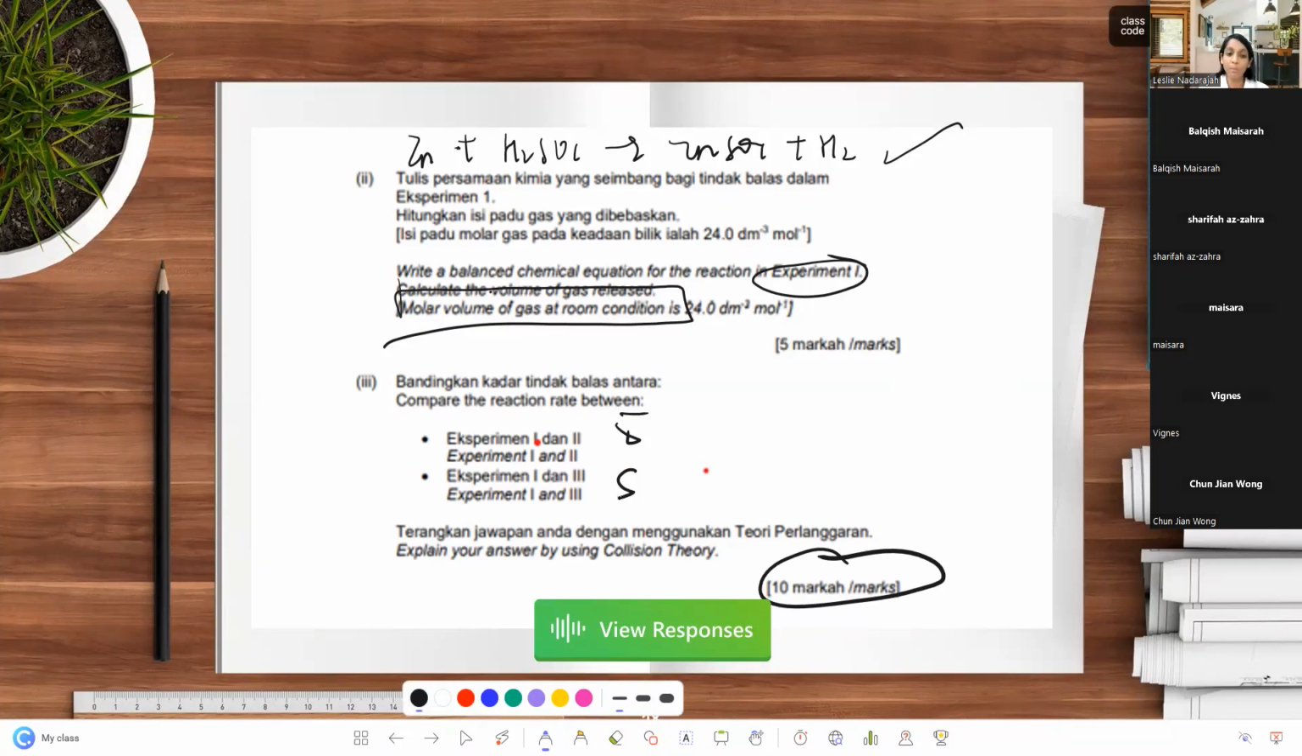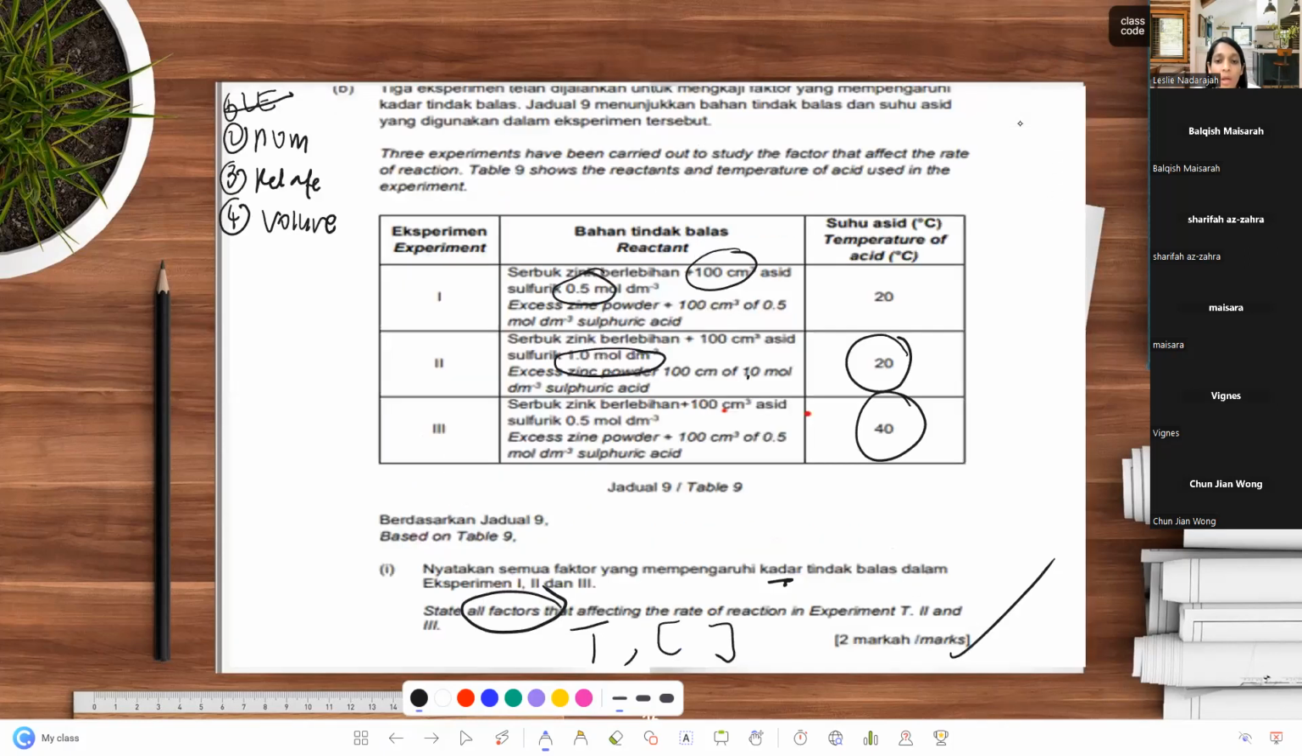Let's look at experiment 1 and experiment 2. What can you compare them with? What is the difference between experiment 1 and experiment 2? In experiment 1, the result is 0.5 mole per decimeter cube. Experiment 2 is 1 mole per decimeter cube. Okay, what's the factor, class?